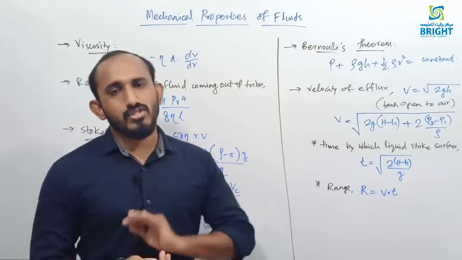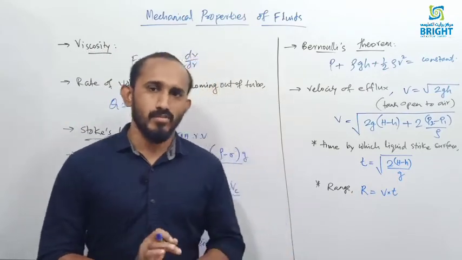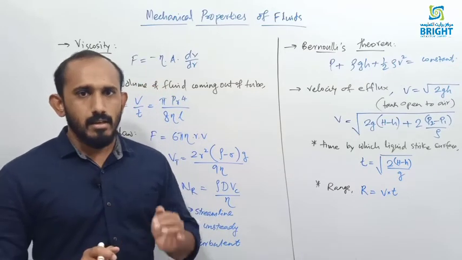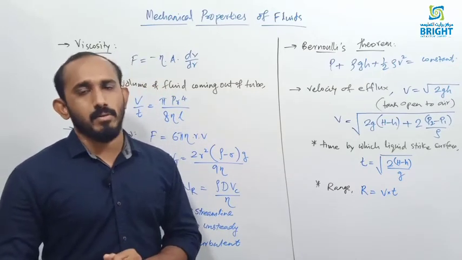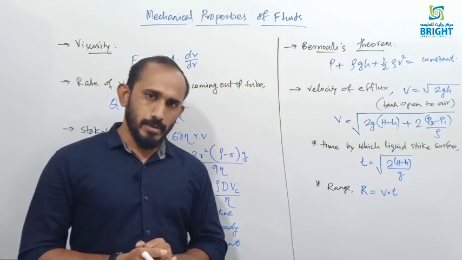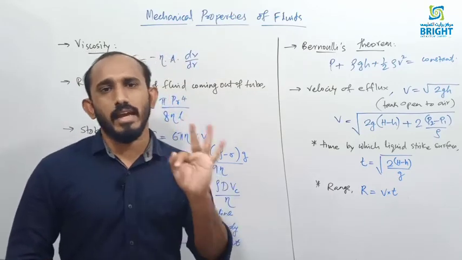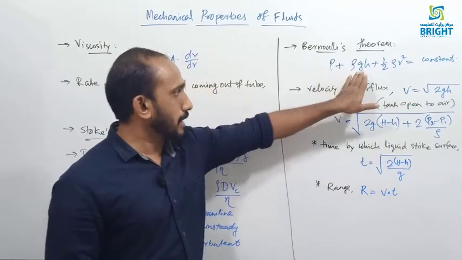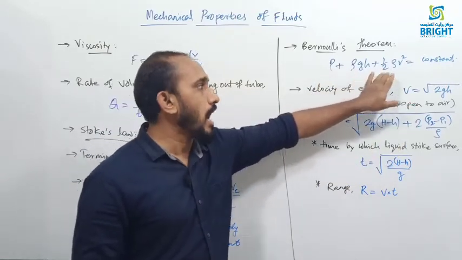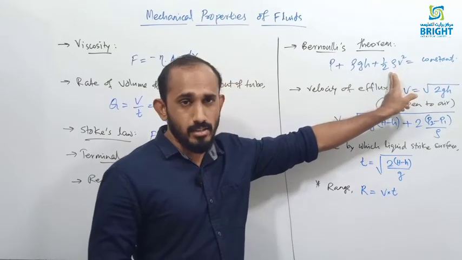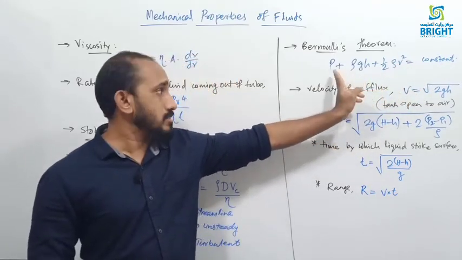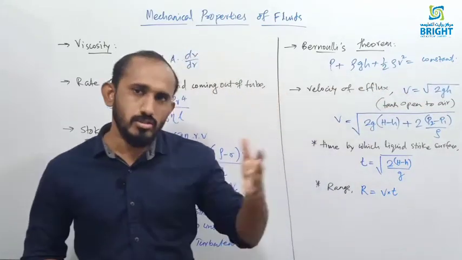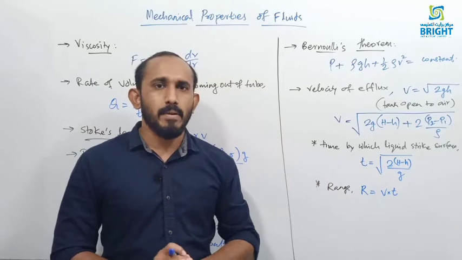Bernoulli says that in the streamline flow, for incompressible fluid, or we call it an ideal fluid, streamline, incompressible and non-viscous fluid, the sum of these three energies will be always constant. So pressure plus rho gh plus half rho v square. This gives you the kinetic energy, this gives you the potential energy, and this gives the pressure energy. It will always be a constant. So by using this concept, many applications are there. Application level questions are to come.